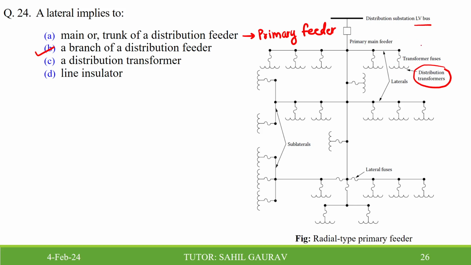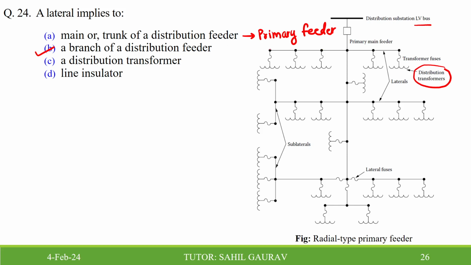But in India, we have 11 kV voltage, and then we have a distribution transformer that steps the voltage down to 400 volt. The distribution system voltage level is 11 kV and 400 volt. That is correct now. This is taken from the book, so that is not our main part.